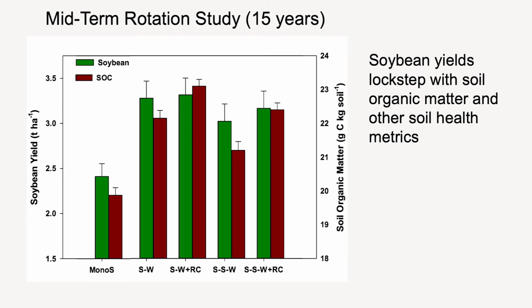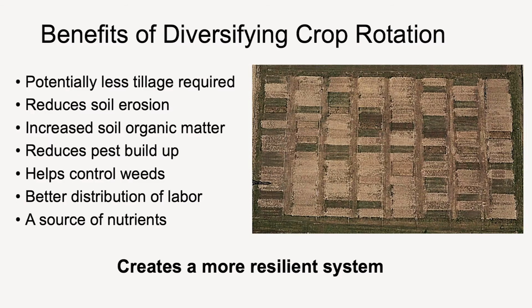But it also plays out in yields. You can see that these, again, all relate. The green column here is the yield of the soybean, and the red column is the soil organic carbon. And they move together, so you're not only getting increased organic matter and soil health parameters, but it's playing out in yield, which is the most important part for a lot of these producers.